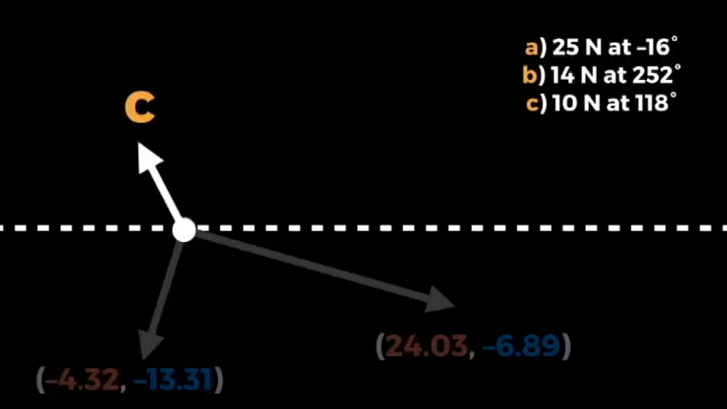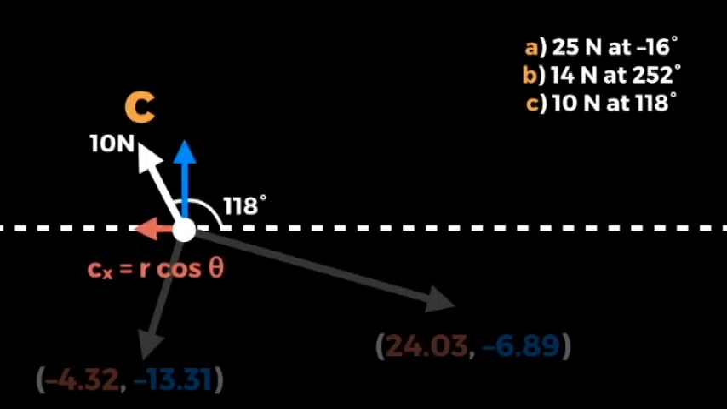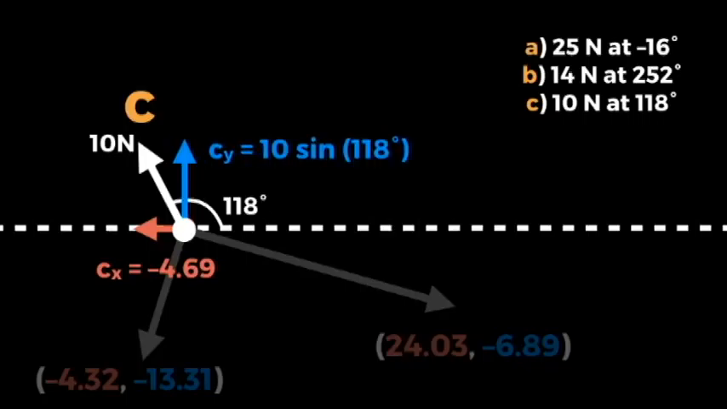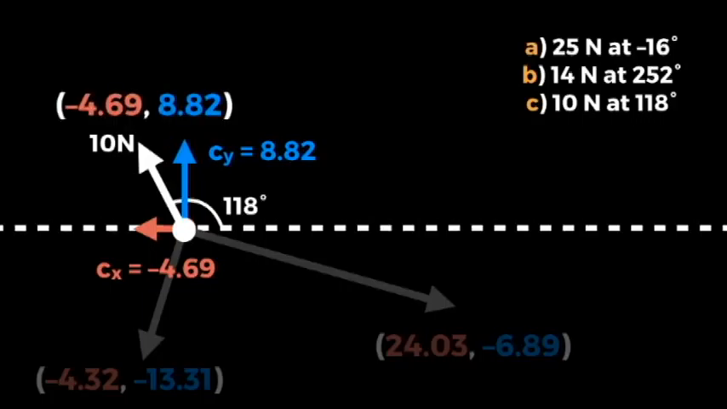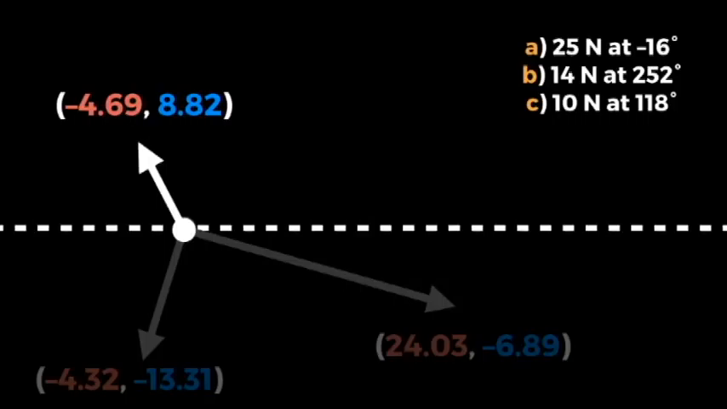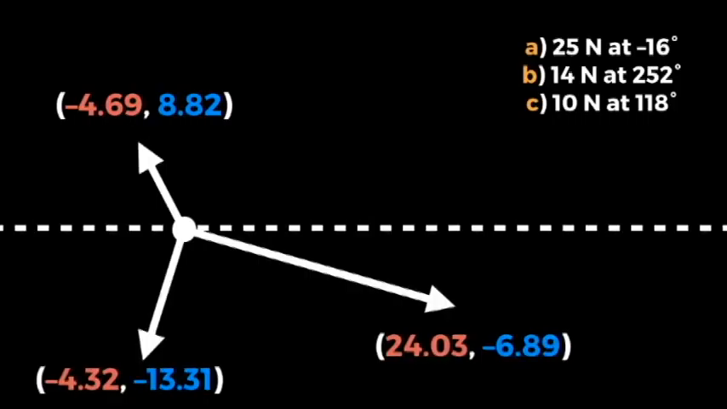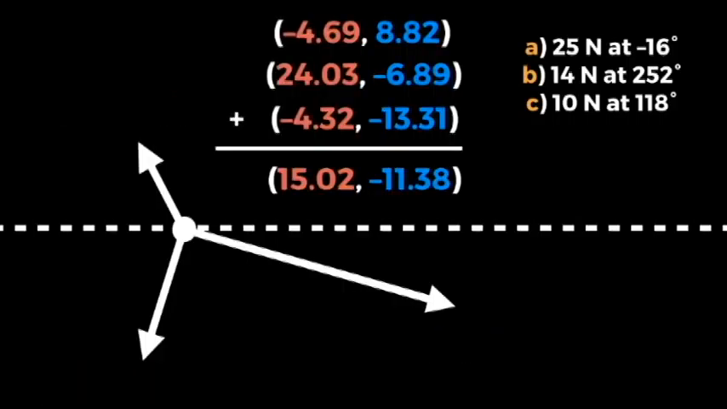Now we can tackle this vector, vector c. Let's split this up into its component vectors. C sub x equals r cosine theta, which is equal to negative 4.69, which is the x component of the vector. The y component is going to be c sub y equals r sine theta, which is going to be equal to 8.82. So we have found the ordered pair notations for all three of our vectors. Now all we have to do is add them up, and we will get the ordered pair notation for our resultant vector, 15.02, comma, negative 11.38.